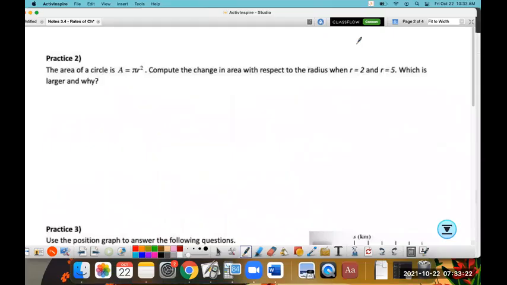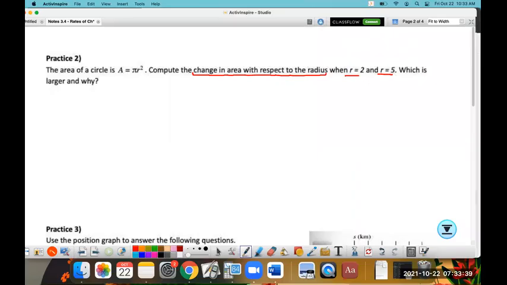All right, the area of a circle is given by the equation A equals pi r squared. Compute the change in area with respect to the radius when the radius is 2 and the radius is 5.